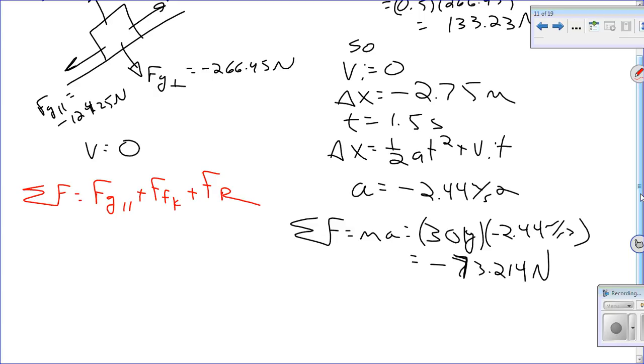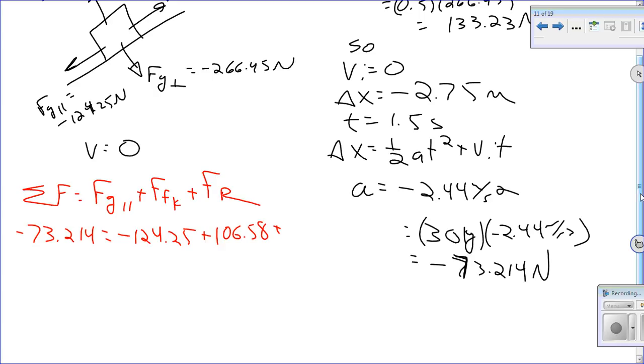All right, let's plug in our numbers. Our net force is negative 73.214. Our Fg parallel is negative 124.25. Our kinetic friction is 106.58 plus the force of Roy. And algebraify it. When you do the algebra, the force of Roy ends up being negative 55.54, I think. Yep. And what's the significance of the negative? It tells you that he's pushing down, which we knew, but I just wanted to be sure.